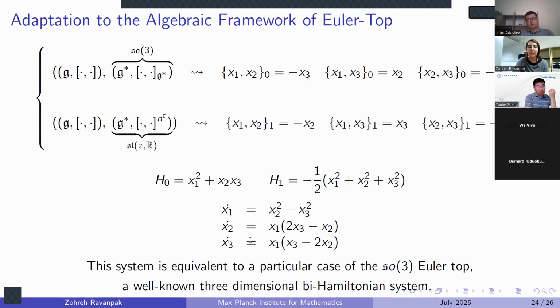And this is an integrable system. Actually, it's also completely integrable. It's equivalent to a particular case of the SO3 Euler top, which is a well-known Hamiltonian system. So it means that the weak NL bialgebra that we had is an algebraic framework for this Euler top system.